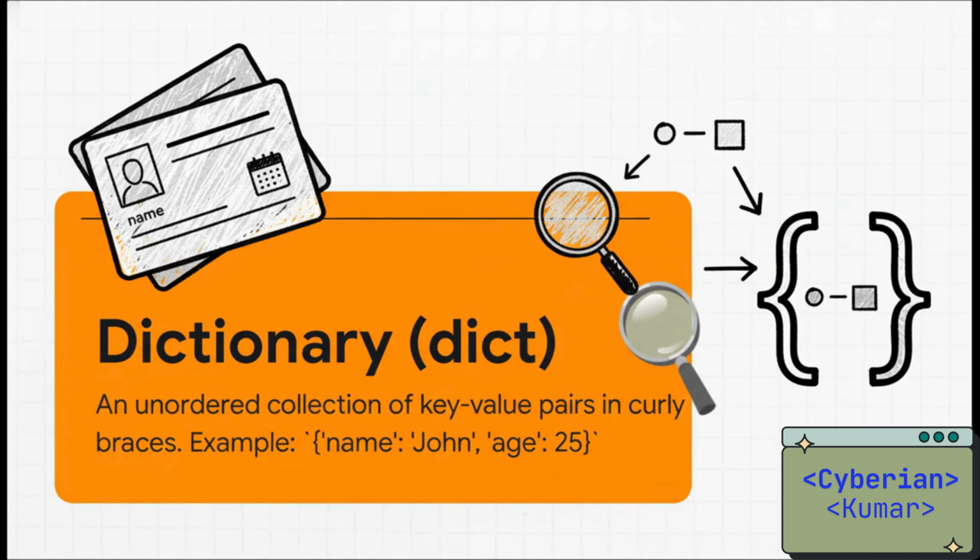Another super powerful data type is the dictionary, or dict. This is great for storing related pieces of information together, kind of like a digital contact card. You have a key, like the word name, and then you have its value, like John. It's a fantastic way to keep related data bundled up.